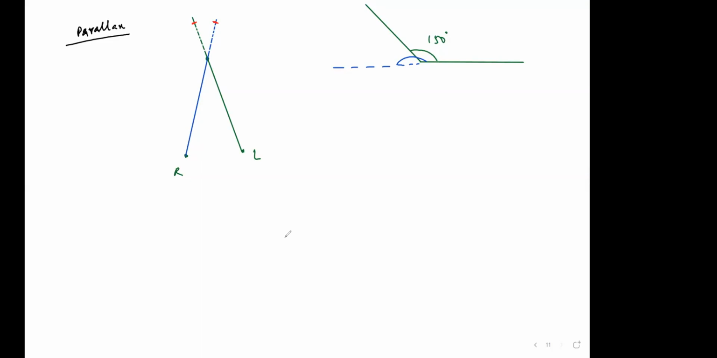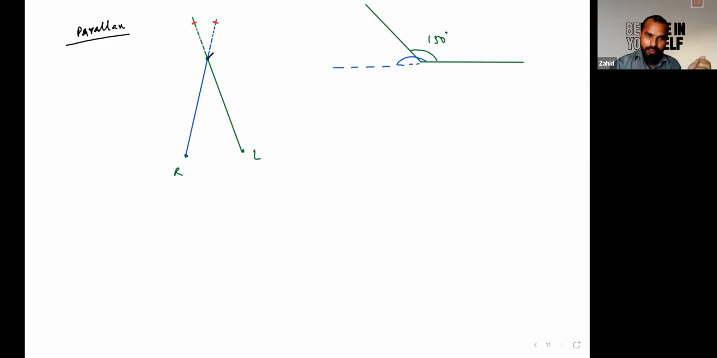Yes, sir. So if you see this particular object by closing one eye at a time, the object gets shifted by this particular amount. This shift is called parallax. How do we define this particular measurement?